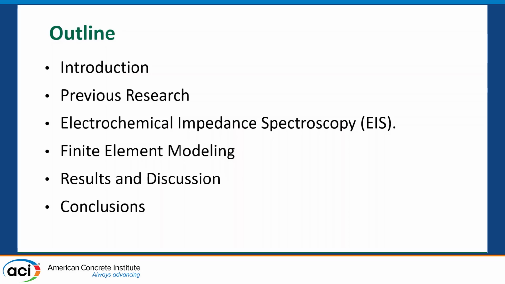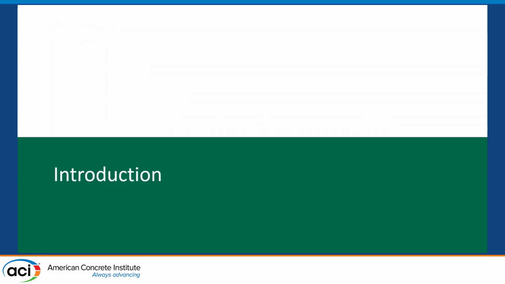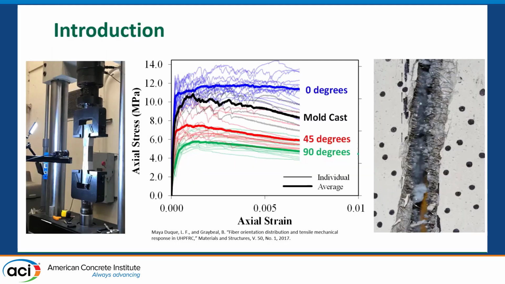So for the outline, I'll start by introducing the concept of the fiber orientation and volume assessment, and then give an overview about the previous research. Then I'll explain the EIS, or electrochemical impedance spectroscopy technique, and how it can be beneficial for use, and also how it can be implemented in the finite element analysis. And after that, I will explain some of the results of the numerical study, and then give some conclusions for that.